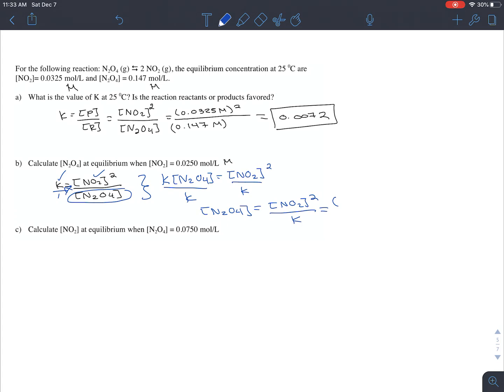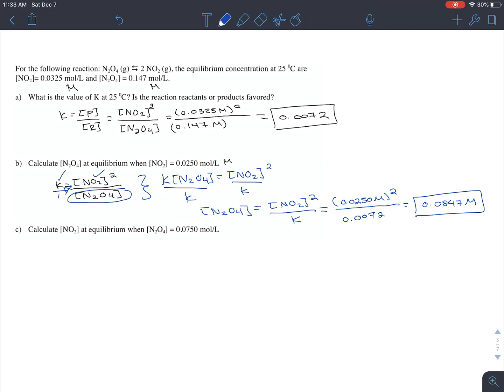Perfect. So now you just plug it in. So nitrogen dioxide is 0.0250 squared over K, which you solved for was 0.0072. When you square that and divide, you get that the concentration of dinitrogen tetroxide is 0.0847 molarity. It's a concentration, so you must have a unit of concentration. You can write mole over liter as well.